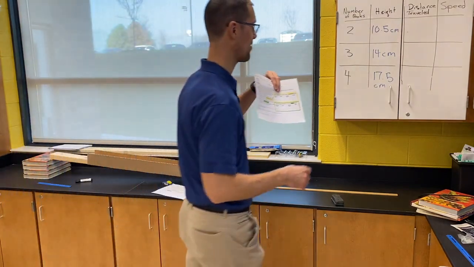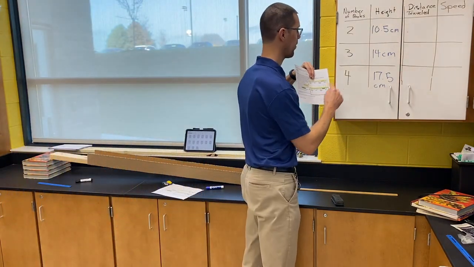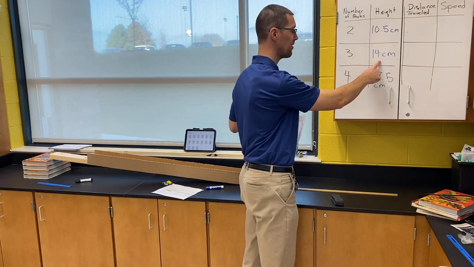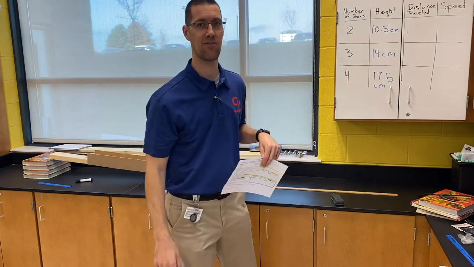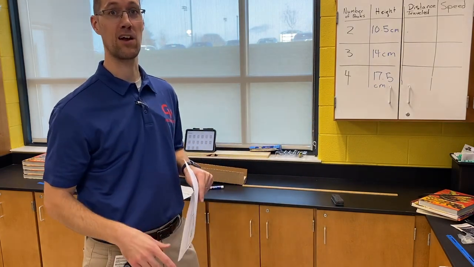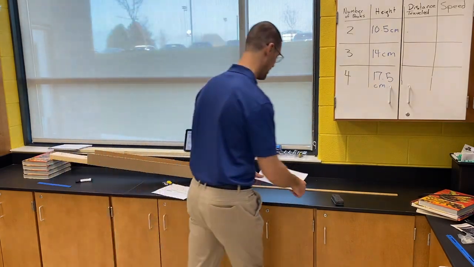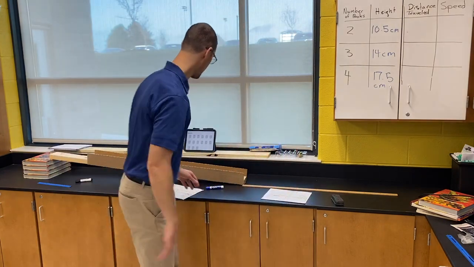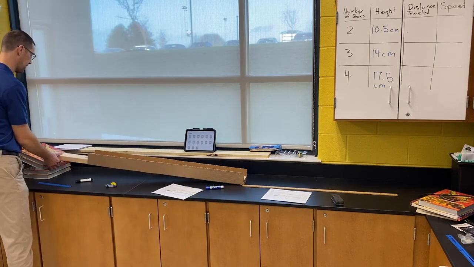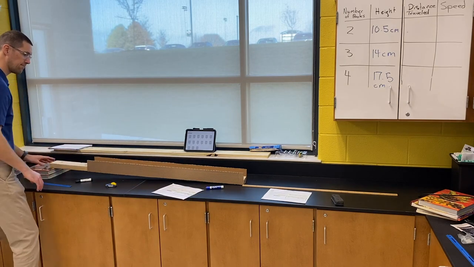So for your heights in the green table, you want to record for 2 books, 10.5 centimeters, for 3 books, 14 centimeters, and for 4 books, 17.5 centimeters. Since we already measured, we don't need to do that again. And I'm a big fan of not doing unnecessary work, but using our brains. So we've already measured. Let's put the clay on, and we're going to see how each of these heights affects the kinetic energy of the car.